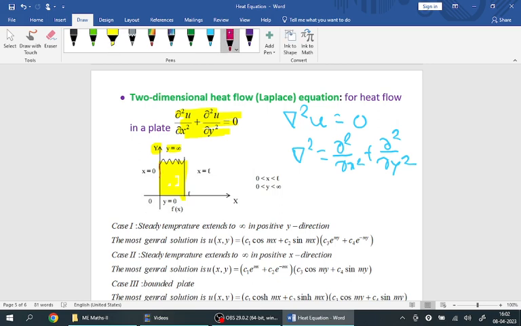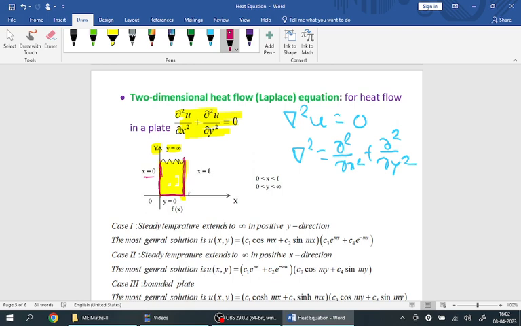The first boundary is on this side, x equal to 0. Next, y equal to 0 is the second boundary. And here x equal to L is the third boundary. So it is bounded by 3 sides, but the fourth side is not bounded. This is the rectangular plate that we have.